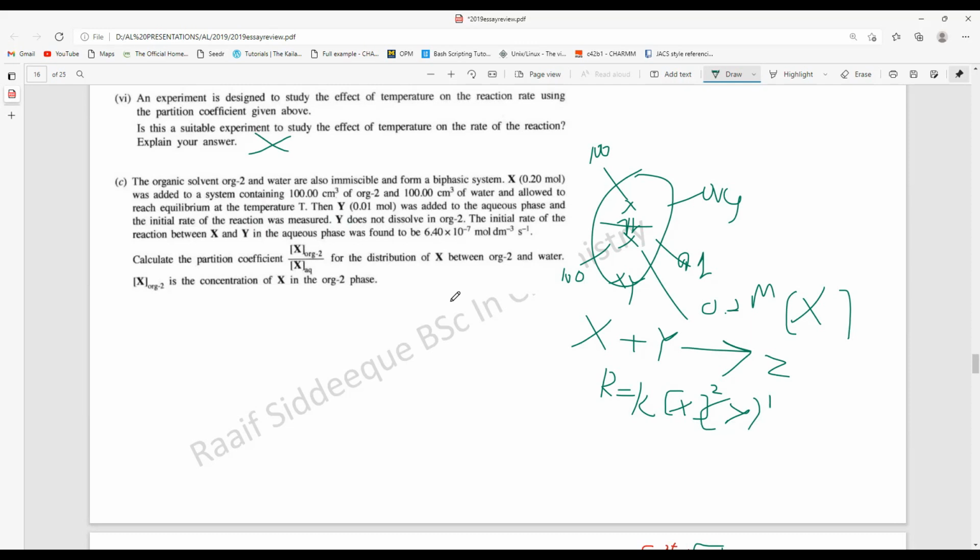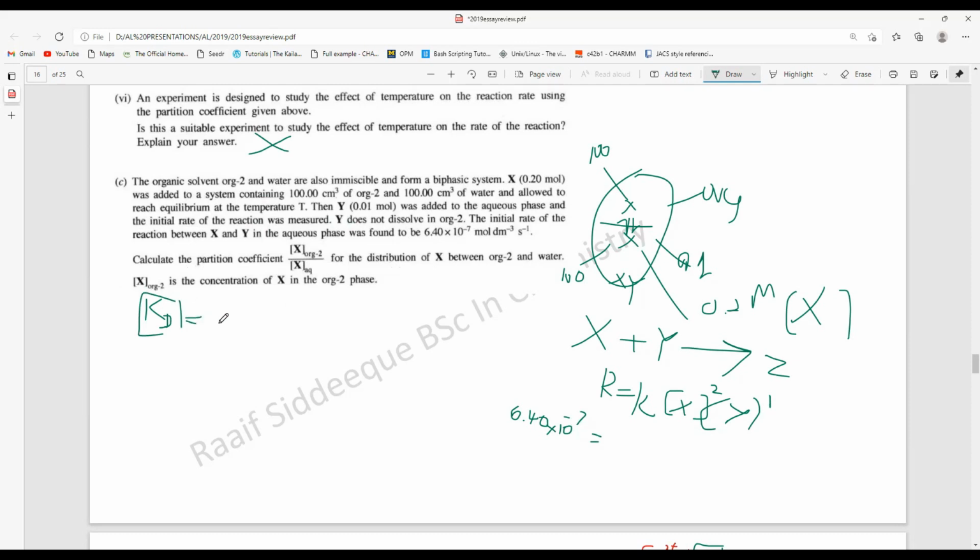Okay. And the initial rate was measured, and Y does not dissolve in organic 2, so no problem. And the initial rate is also given. So this rate we know, 6.4 times 10 to the power 7. Put the unit. So they are telling us to calculate the partition coefficient of X, organic over aqueous distribution. Okay, that's it. You have to find the KD factor here, so the KD in between organic and aqueous.